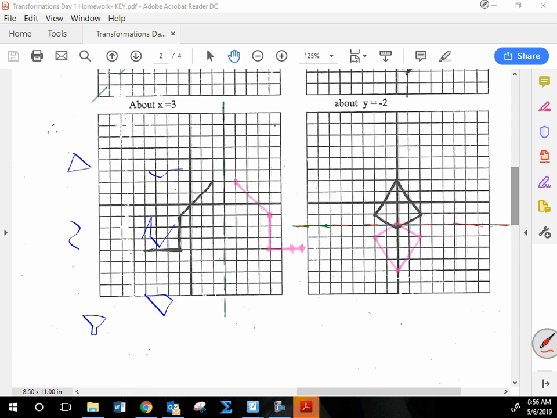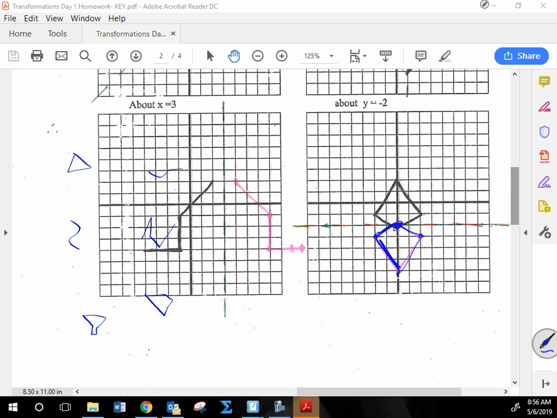Then what I'm doing is counting the distance the points are away. This is on the line, so it doesn't reflect. This one is 1 above, so I want to go 1 below. And connect as you go so you can see your shape forming. This is 1, 2, 3, 4 above, so I'm going to go 1, 2, 3, 4 below. And this is 1 above, so I can go 1 below.